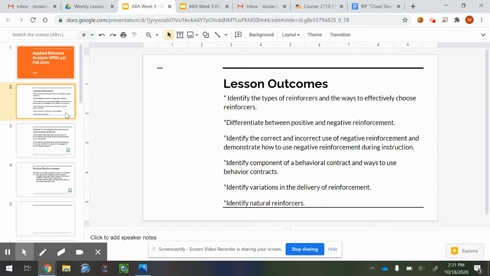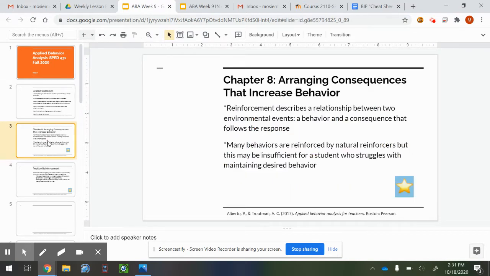Identify components of a behavioral contract and ways to use behavior contracts. Identify variations in the delivery of reinforcement. And identify natural reinforcers. When we start off looking at chapter 8, arranging consequences that increase behavior, the first thing that the authors talk about here is reinforcement.